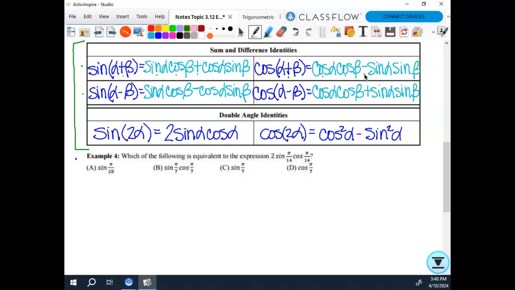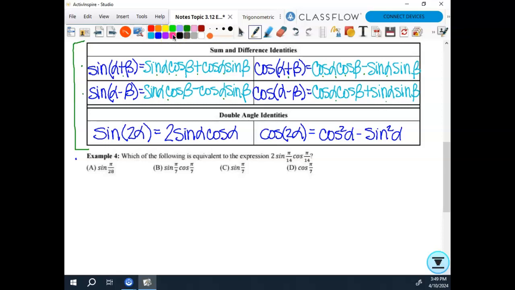Also, between the sum and the difference for each one, notice that these two terms and these two terms are the same. What changes is the sign. Same thing here with cosine, okay? Then we have double angle identities, and we came up with a few other ones for cosine of 2 alpha that you can figure out with substitution if you need them, okay? So let's look and see how we're going to use this.